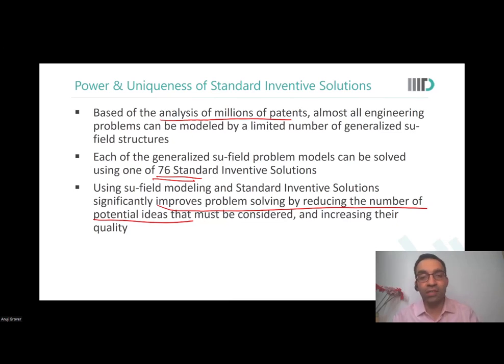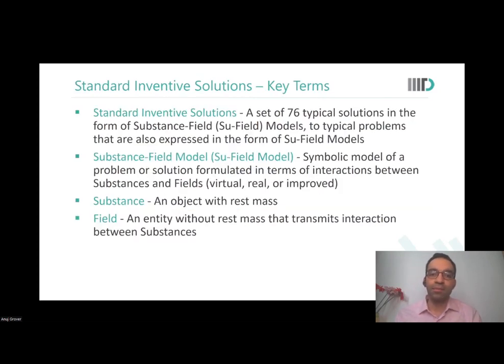Instead of a 39x39 matrix, or instead of applying so many different ways of trying to solve separate and then satisfy and then bypass, there are standard solutions straight away. It reduces the scope of your solution search significantly, saves a lot of time. As I mentioned, the key terms are that there are 76 typical solutions.